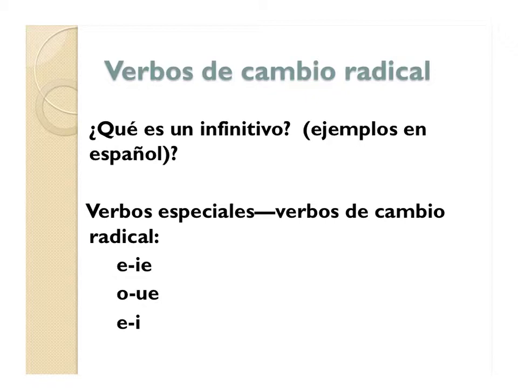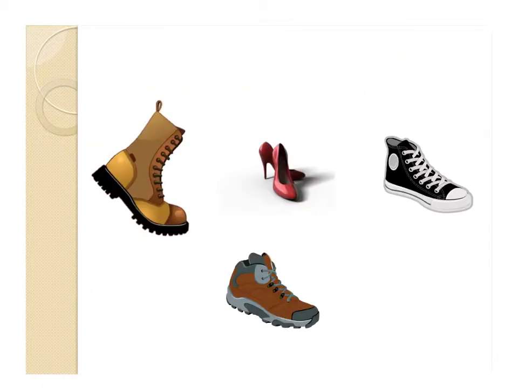And we have three different types of verbos de cambio radical: E to IE stem changers, O to UE stem changers, and E to I stem changers. So we'll get more specific about it. Keep moving along. As we delve into this topic, I'd like to invite you to think about shoes and boots. No, I haven't lost my mind, class. There's going to be a very good reason for this. So as I start to present this information to you, just keep shoes and boots in mind, okay?